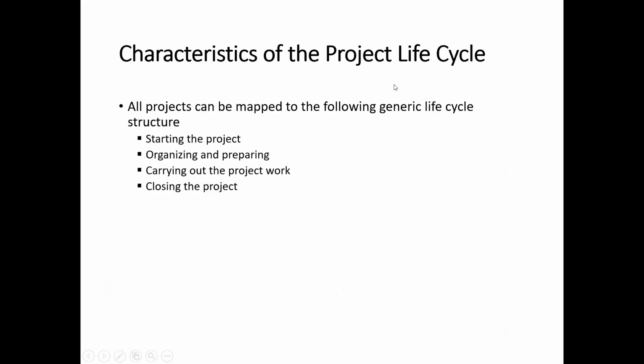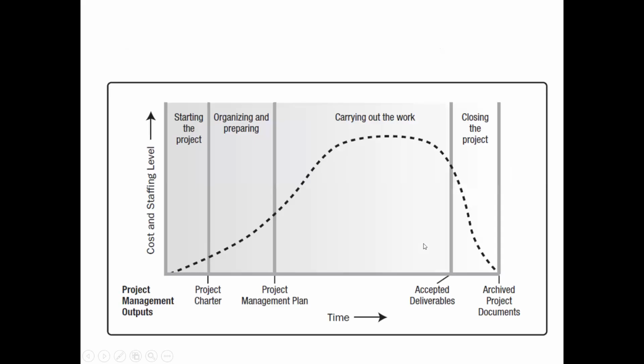Okay, so what are the characteristics of a project life cycle? Basically starting the project, then organizing and preparing for it, then carrying out the project work, and then closing the project. These are the basic characteristics of the project life cycle. We can see here the project charter at the start of the project. Then we organize and prepare, and we have the project management plan. Then we carry out the work, we accept the deliverables, and then we close the project and archive the project documents as well.